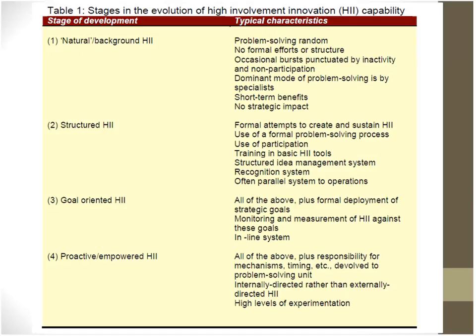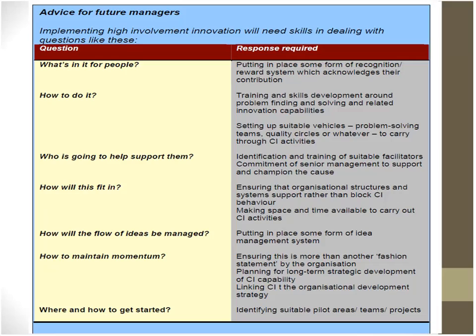Number three, goal-oriented high involvement innovation. All of the above, plus formal deployment of strategy goals, and monitoring and measurement of high involvement innovation against these goals, and a learning system. Number four, proactive and autonomous high involvement innovation. All of the above, plus responsibility for mechanisms, planning, etc. devolved to the problem-solving unit, internally directed rather than externally directed innovation, and high levels of experimentation. These were all the stages in the evolution of high involvement innovation, including the typical characteristics.